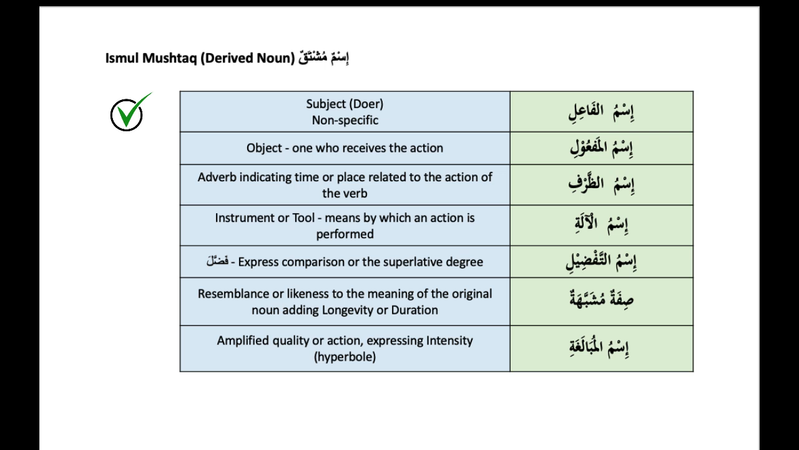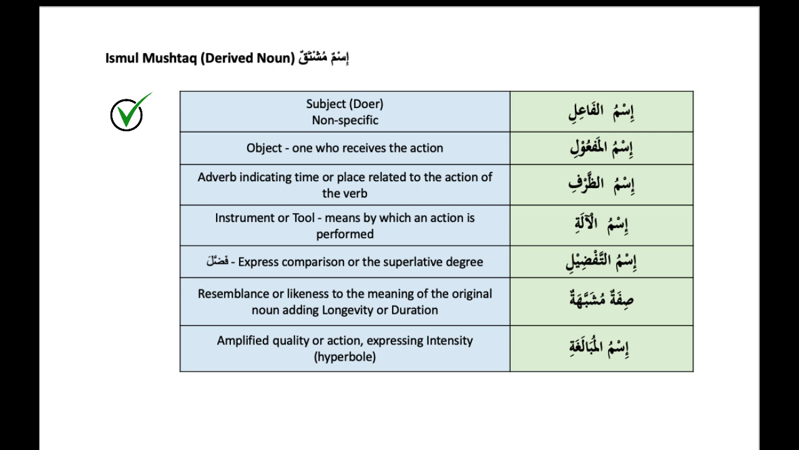We must be already familiar with the term Fa'il. Ismul Fa'il. The ism derives from a verb. For example, Fa'ala, its Ismul Fa'il is Fa'ilun. Fa'ilun has become Al-Fa'il with the addition of Al. Ismul Fa'il means it's the subject, it's the doer.